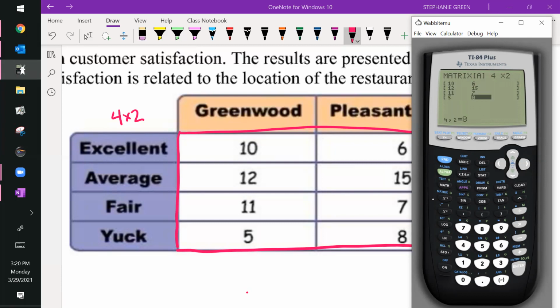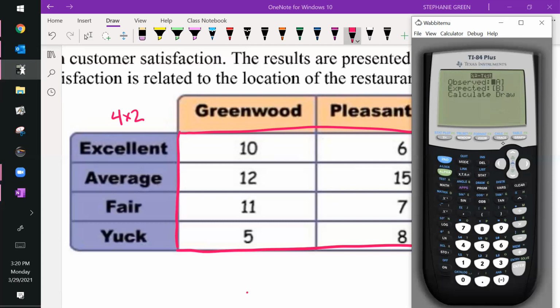Bam, there it is. And now to get out of here, since it's all in there, I don't need to hit save or anything. It's not a computer. Just hit second mode to quit. I can clear off my main screen if that bugs you. I know it does me. And then let's go straight to my test. Stat, over to tests. Find the chi-squared test, not chi-square GOF test. That was the last section.